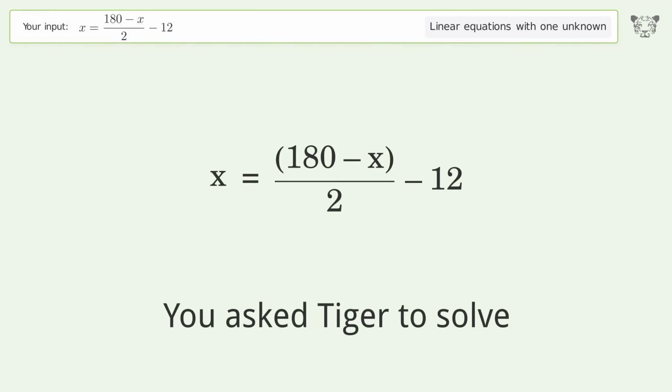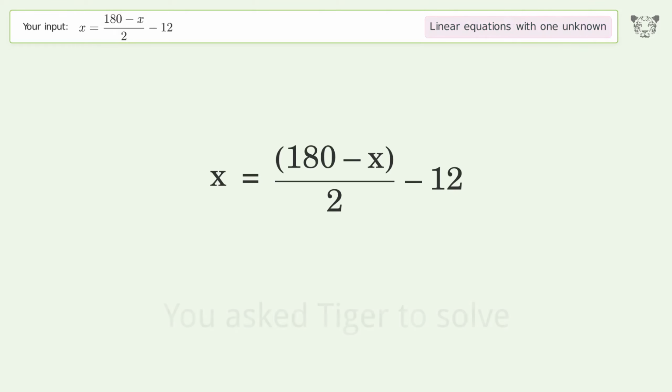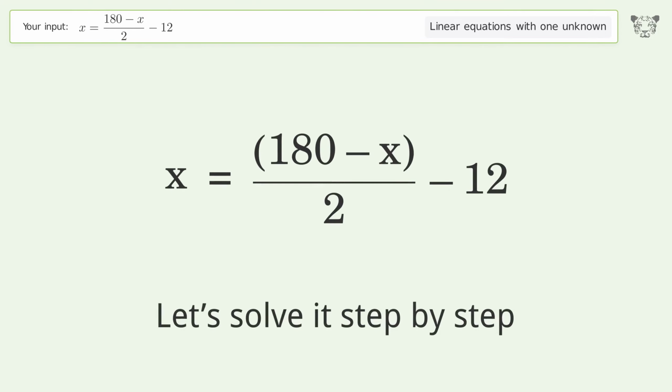You ask Tiger to solve. This deals with linear equations with one unknown. The final result is x equals 52. Let's solve it step by step.